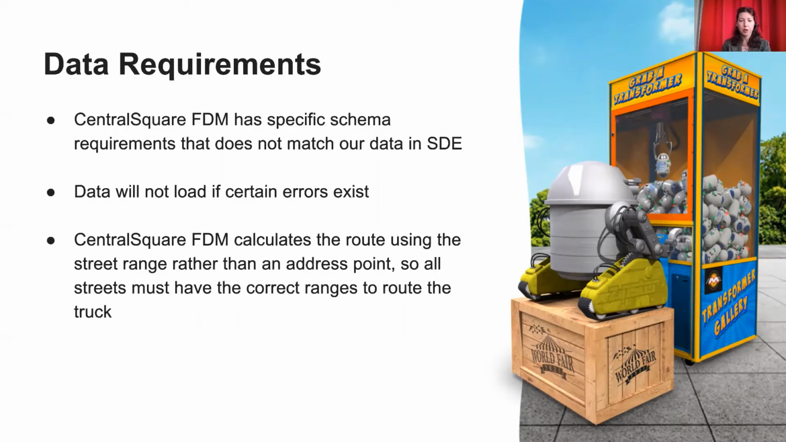And also, one of the limitations with the FDM is that it routes to a street range rather than the location of the address points. This means that all streets must have correct address ranges. Our data set has always performed well in this regard, but we previously didn't have formal checks in place and would manually verify before going to production.